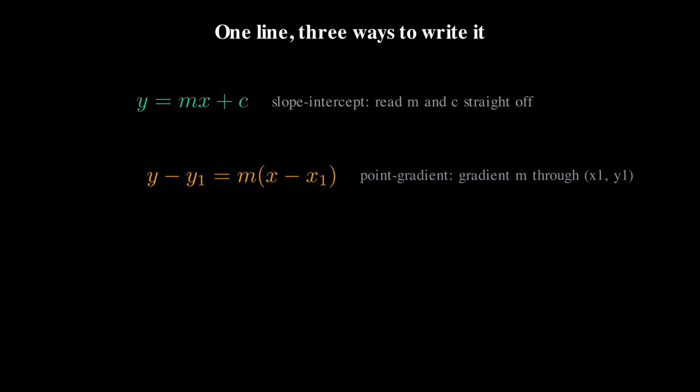This is the one you build from scratch. It needs just a gradient and any single point the line passes through. Third, the general form. ax plus by plus d equals 0. Everything on one side, usually with neat whole number coefficients. These aren't different lines. They're the same line in different clothing, and you convert by rearranging.